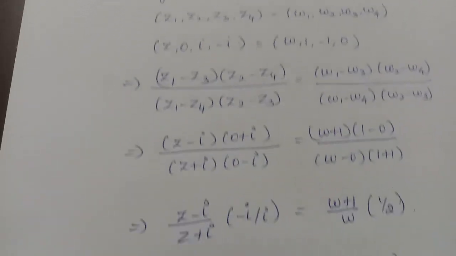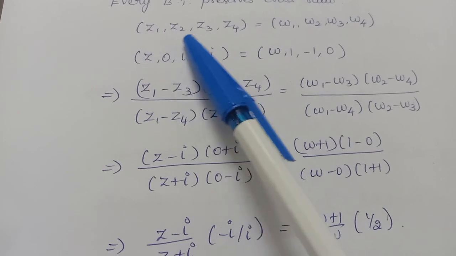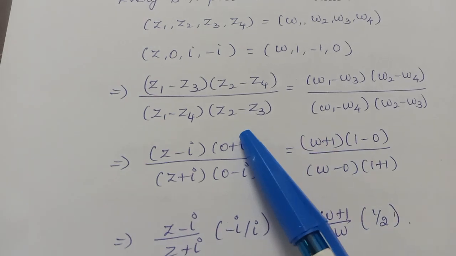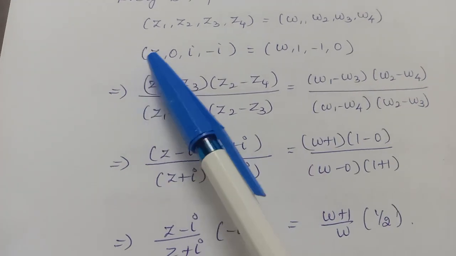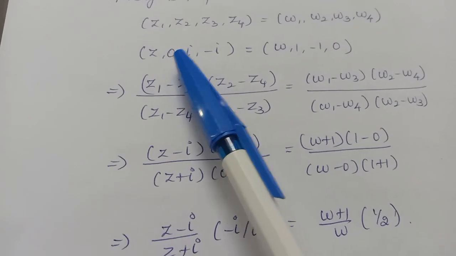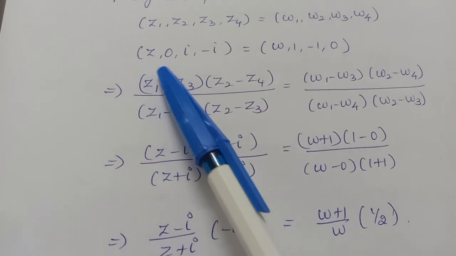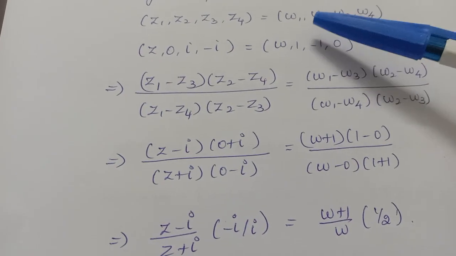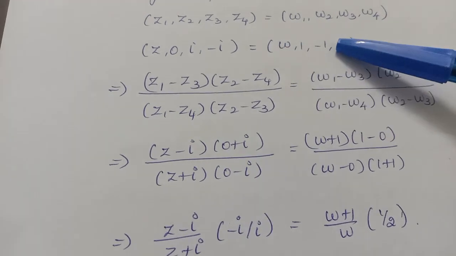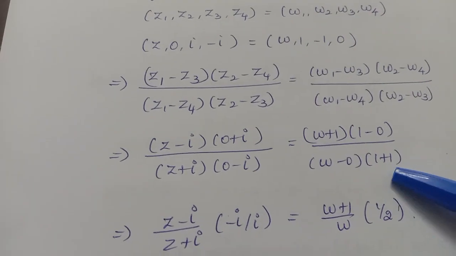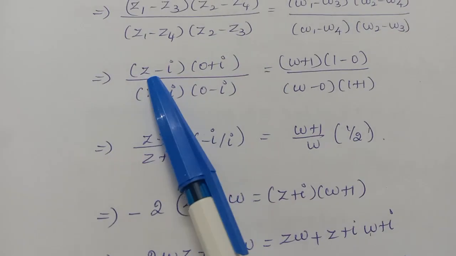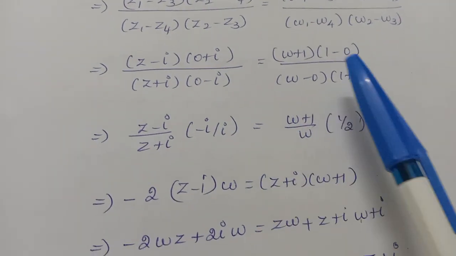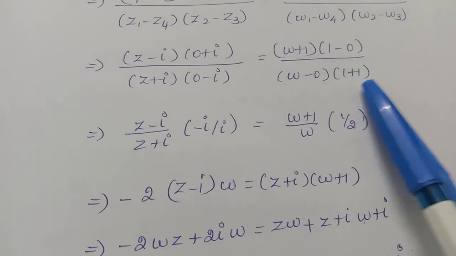So what is the definition of cross ratio? (Z1 minus Z3)(Z2 minus Z4) divided by (Z1 minus Z4)(Z2 minus Z3). In the same way for W also. So here what should I write? (Z minus i)(0 plus i) divided by (Z plus i)(0 minus i) equal to (W plus 1)(1 minus 0) divided by (W minus 0)(1 plus 1). Okay, so let us simplify this expression. So (Z minus i) by (Z plus i) into, here it is plus i by minus i, equal to (W plus 1) by W into, here this is 1 by 2.